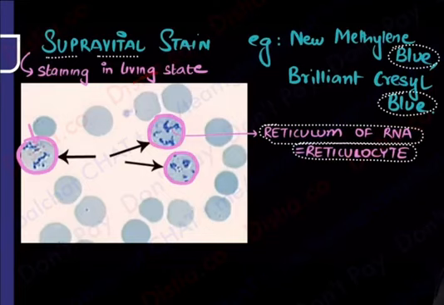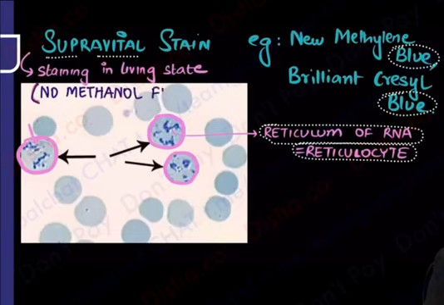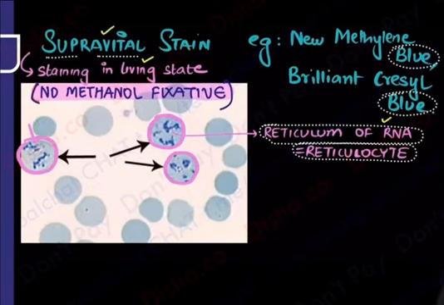How do you keep it in the living state? The rule is, do not use alcohol. If you use alcohol, the RNA is going to vanish. So there is no methanol fixation. Many students ask me later, what is the concept of a supravital stain? I say I basically don't use alcohol, because I want to keep my cells in the living state. If I keep them in the living state, then this RNA will be visible. That is known as a supravital stain.